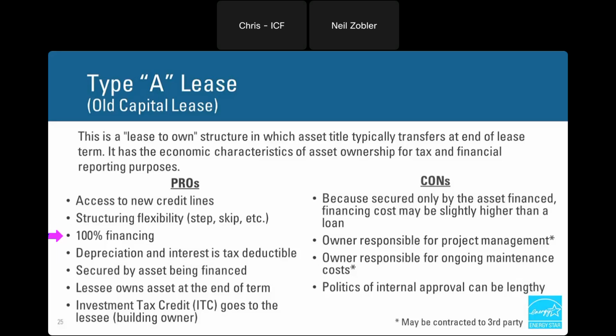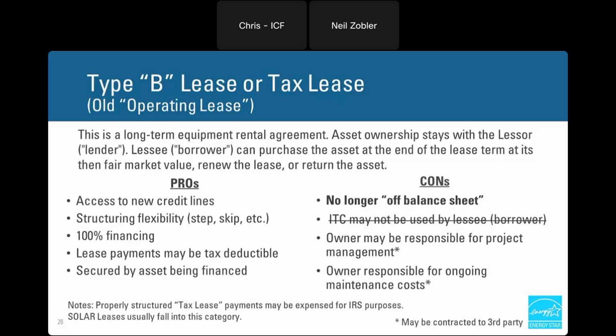Typically, it provides 100% financing, unlike a loan, which requires a down payment. Depreciation and interest are tax deductible. It's secured by the asset being financed, usually not a blanket lien. And the lessee owns the asset at the end, and the tax credits go directly to that owner. Because it's secured only by the asset financed, the financing cost could be slightly higher than a loan because of that blanket lien that I had mentioned earlier. And of course, project management, maintenance, etc. And regardless of entering into any kind of a loan obligation, you've got to deal with your internal politics to get approval.